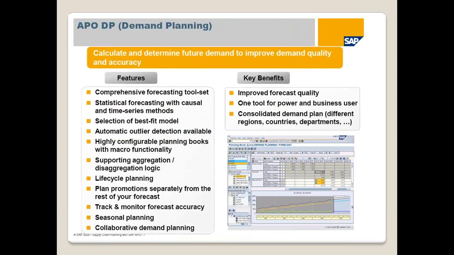Now we will discuss each and every module in APO, what exactly it is going to do, and what the objective of each module is. The first one is demand planning. Basically, demand planning is a forecasting tool. To know your future sales, we can use APO demand planning and get a forecast.